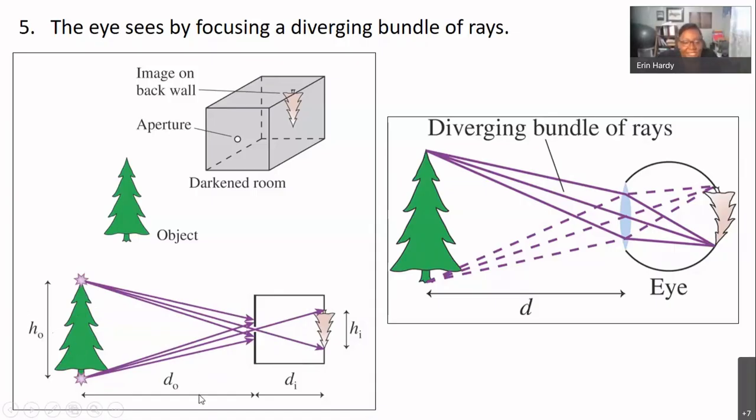HO for the height of the object, and DO, that's the distance from the object to the aperture. We can make a ratio between those, and HI, the height of the image, and DI, the distance between the aperture and the image.